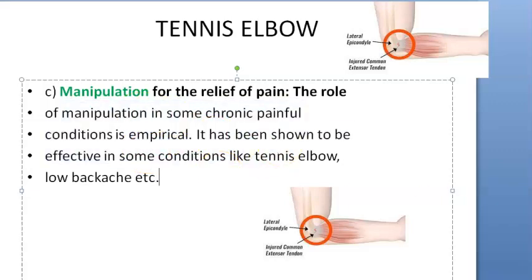Okay, that's it about the tennis elbow. This much if you write, definitely you will get 3 marks. Now, next we'll go to anterior drawer test. Anterior drawer test sounds more like knee joint, right? What do you say, people?